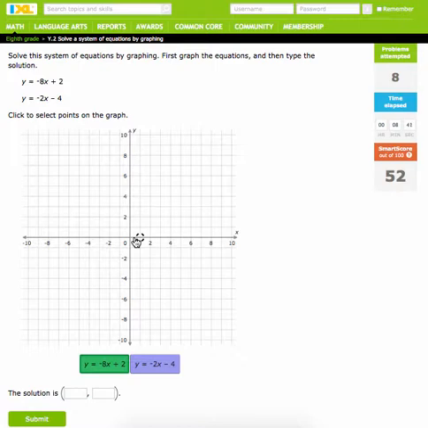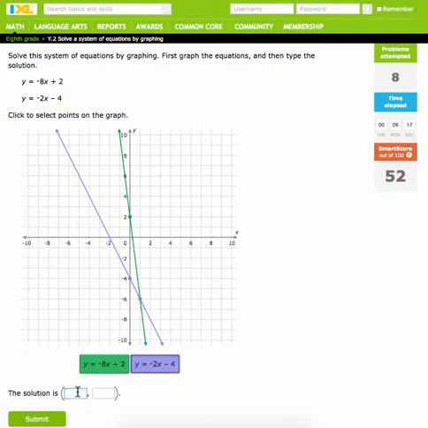Y equals negative 8x plus 2, so the y-intercept is 2. The slope is negative 8 divided by 1, so my rise is negative 8 and my run is 1, so I'll go down 8. 1, 2, 3, 4, 5, 6, 7, 8, and run 1. And then I'll graph the purple line with the y-intercept of negative 4 and a slope of negative 2, so down 2 over 1. And right there is my solution. It is 1, negative 6.